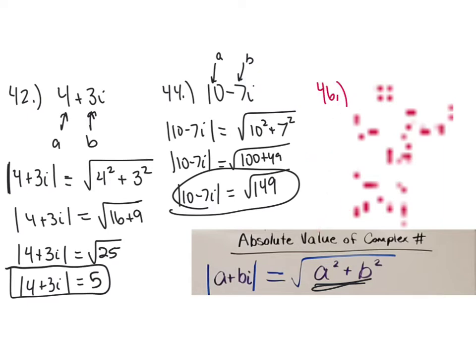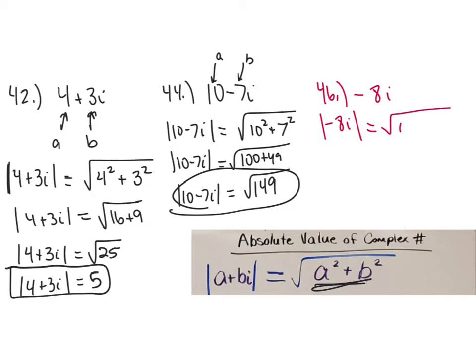46, the exact same concept. 46 is find the absolute value of negative 8i. So remember, I'm going to say the absolute value, that's why the bars are outside of it. The absolute value of negative 8i equals, now there is no A, so A is 0 squared. And look, I'm going to ignore the negative, I'm going to ignore the i. I'm just going to put 8 squared. So I end up with the square root of 64. So the absolute value of negative 8i is just equal to 8.